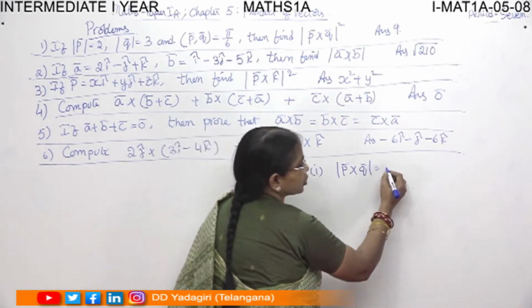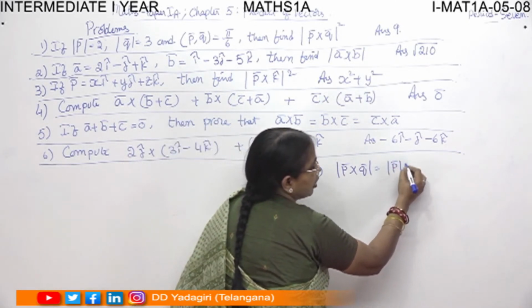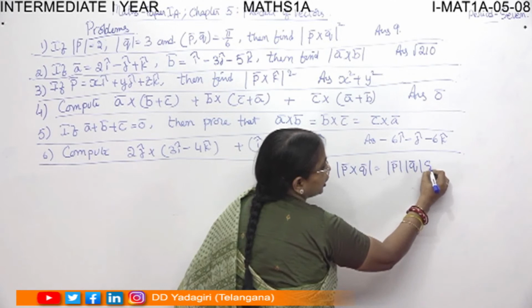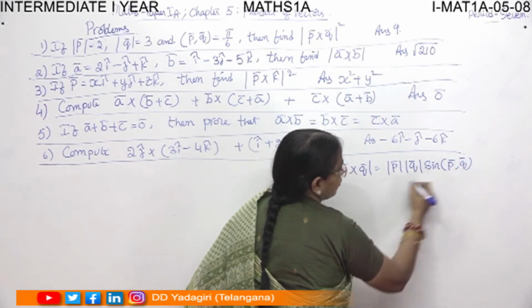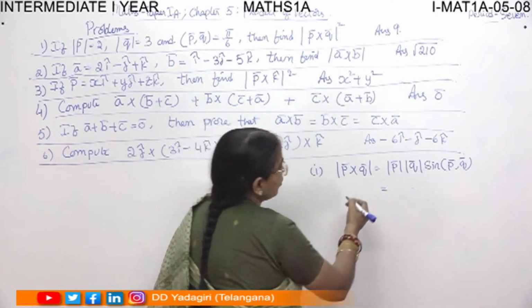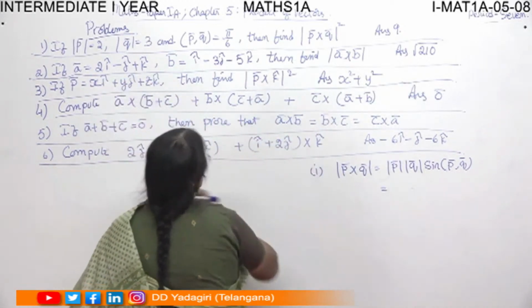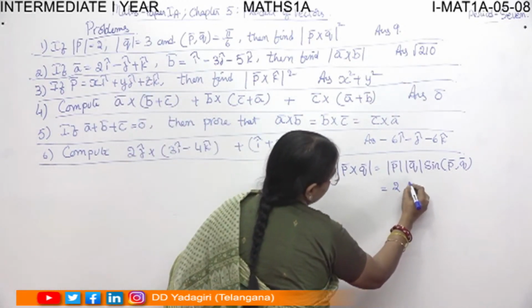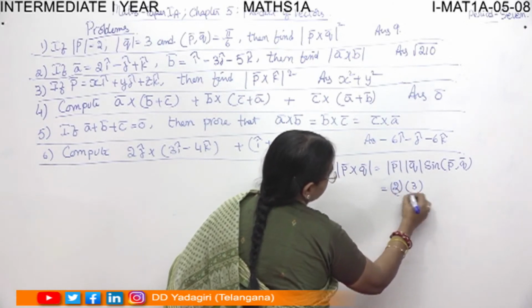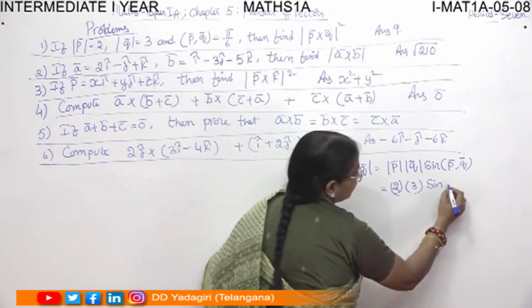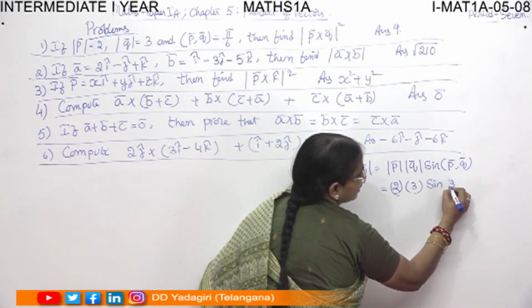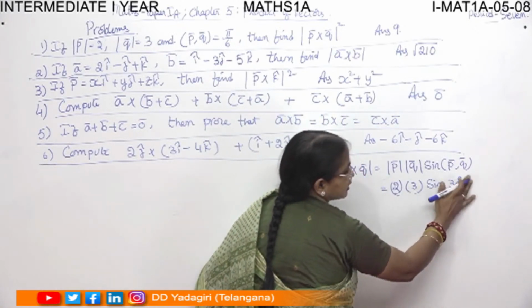So mod P cross Q, according to the formula, is mod P into mod Q into sine of the angle between P and Q. This is the formula. Just now you have seen. So mod P is how much? 2. 2 into 3 into sine of the angle between them. What is the angle? Sine pi by 6. Pi by 6 means 30 degrees, 180 by 6.